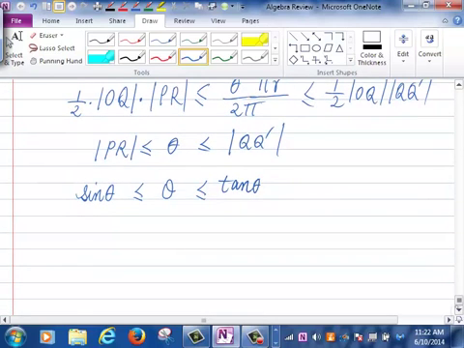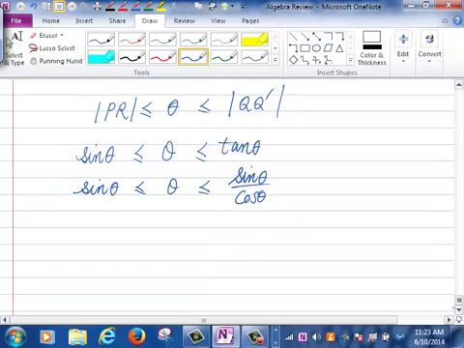Okay, now I'm going to rewrite this as sine theta less than or equal to theta less than or equal to tangent theta, which is sine theta over cosine theta. Is everybody okay with that? Okay, now what I want to do is divide everything by sine theta. If I divide the far left side by sine theta, I get 1. Here I get theta over sine theta. And here I get 1 over cosine theta remaining.